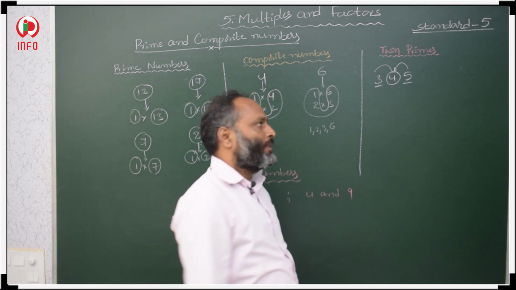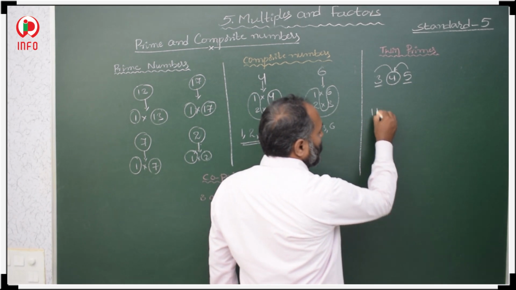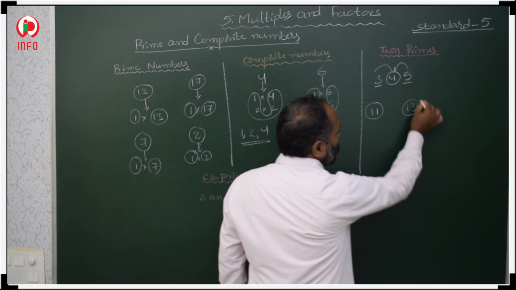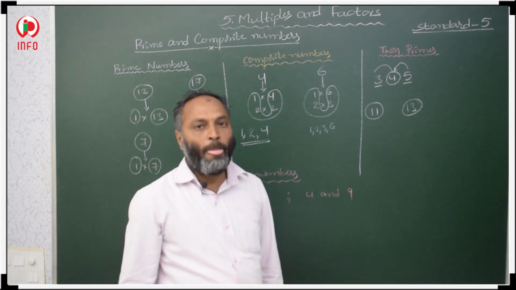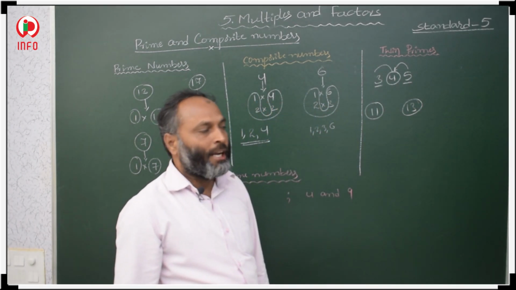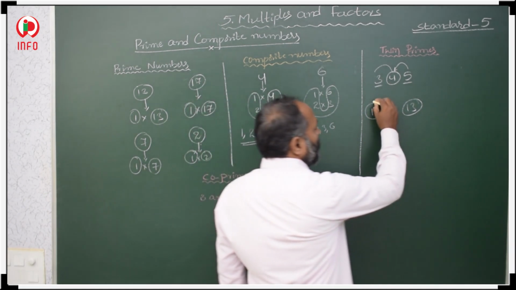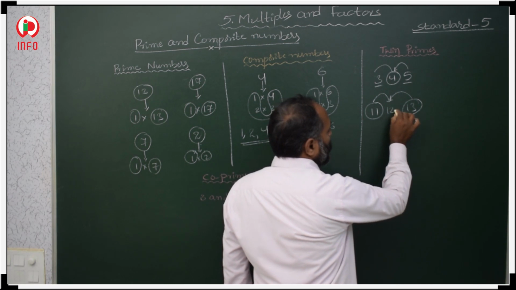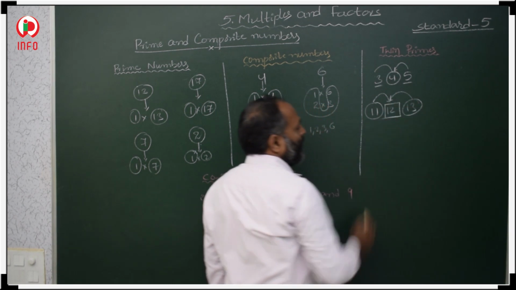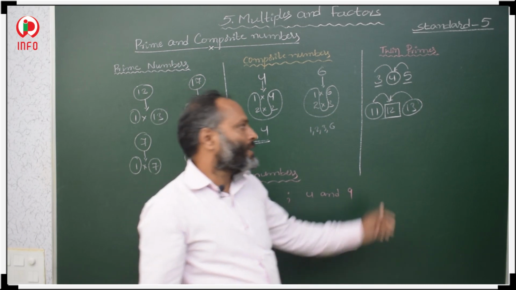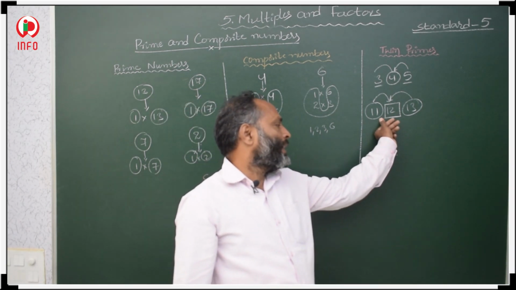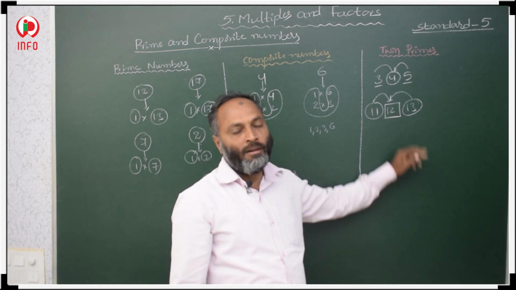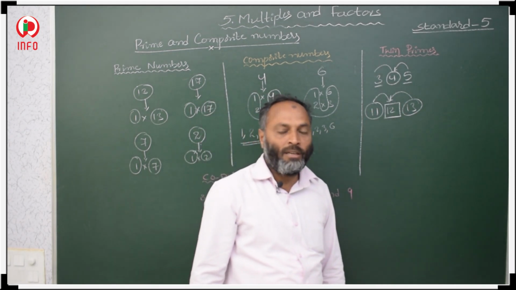The same way 11 and 13. 11 is a prime number and 13 is also a prime number. In between these 2 prime numbers, we have one more number, that is a composite number, that is 12. 12 is a composite number between 11 and 13. So, 11 and 13, these are called twin prime numbers.